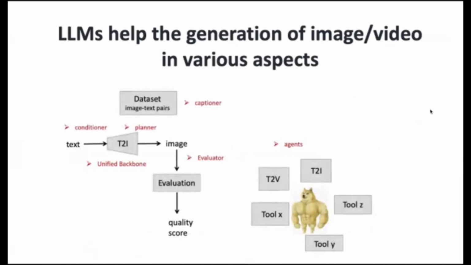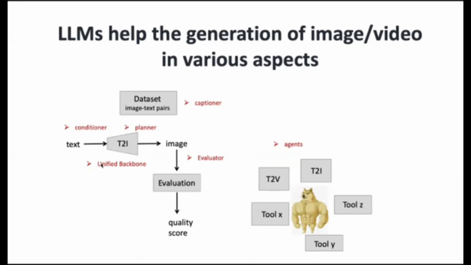Given the basic pipeline of image generation, where we input a text to a text-to-image model, we can use large language models to provide a better conditional embedding. We can also break down the text-to-image process into multiple steps of generation and use large language models to plan the spatial layouts and the quantity values. And after the image is generated, we can use large language models as an evaluator to measure the generated quality of the content.